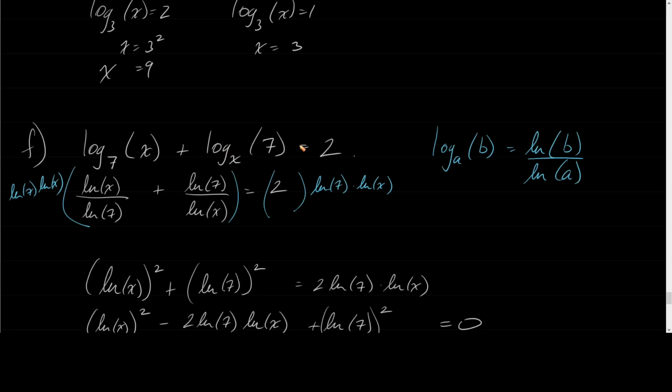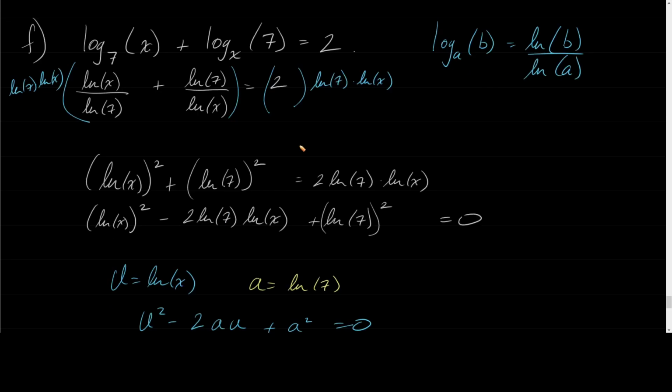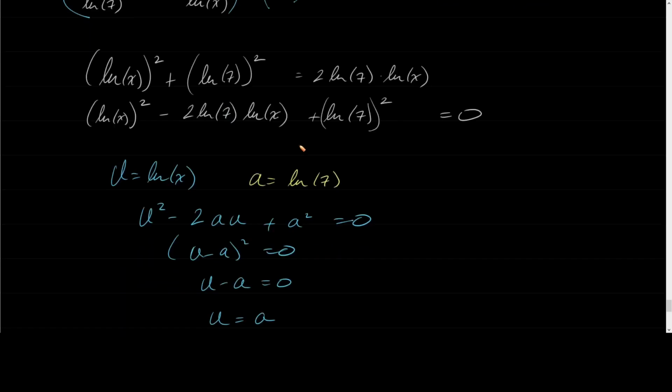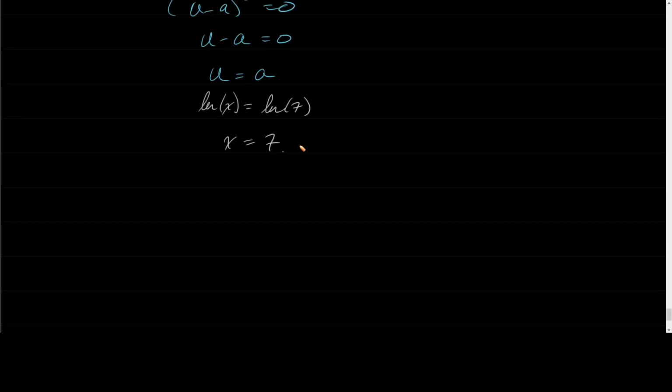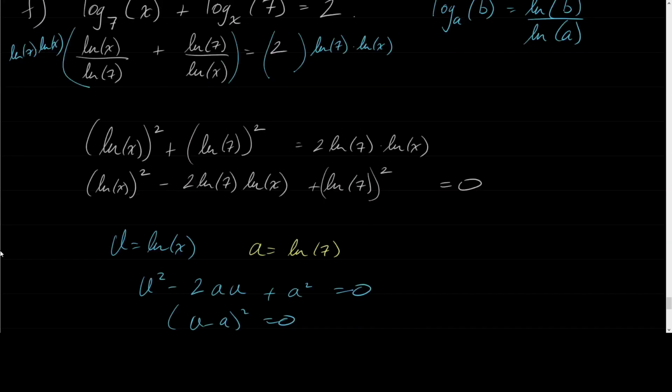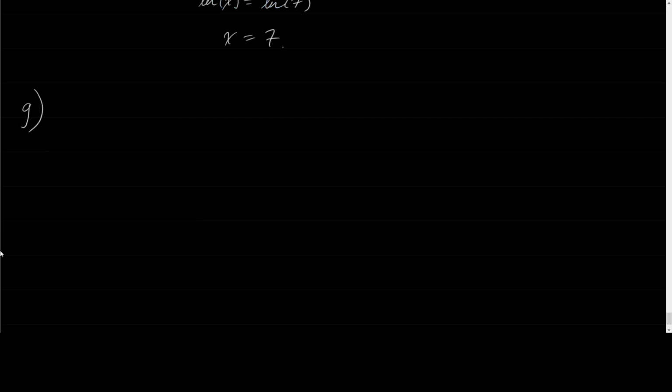All right. Let's do one more and then we'll call it. So that was F. This here is G. So let's say that I had something like log base 16 of x plus log base 4 of x plus log base 2 of x is equal to 7.